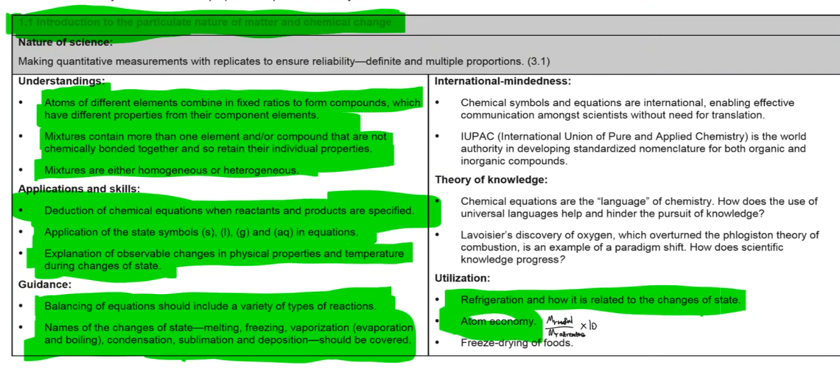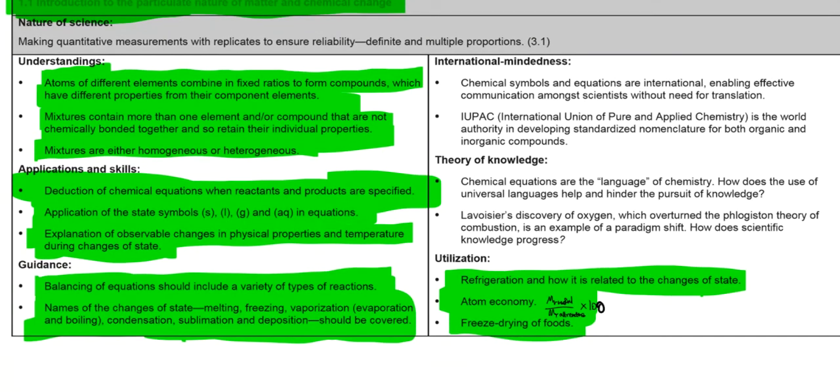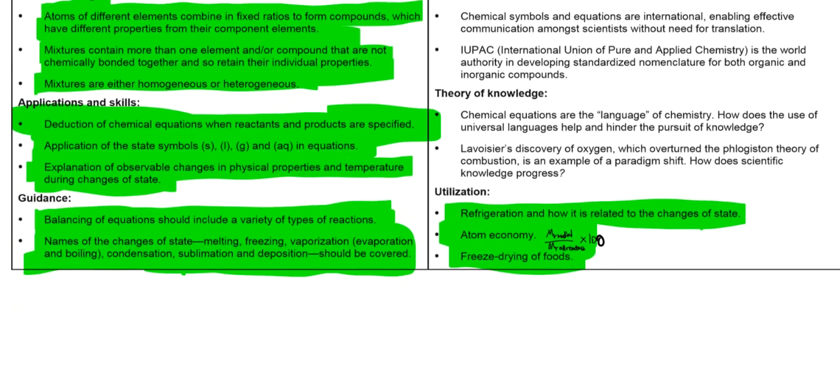Atom economy is this formula about useful products to all reactants used, and you have to multiply that by 100, not 10, because it's a percentage measure. And freeze drying of food is something you should look up. It won't really be assessed that much.